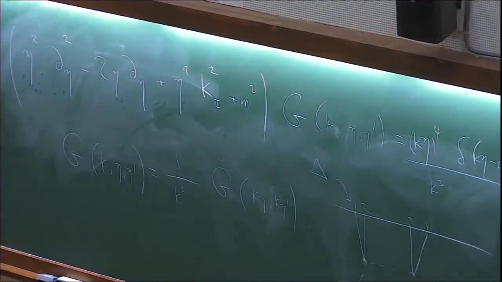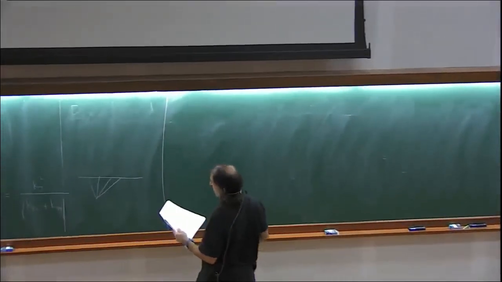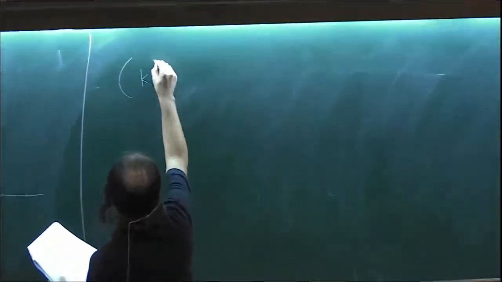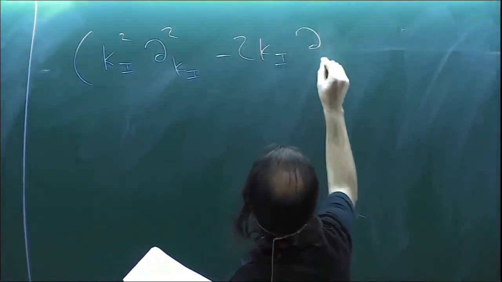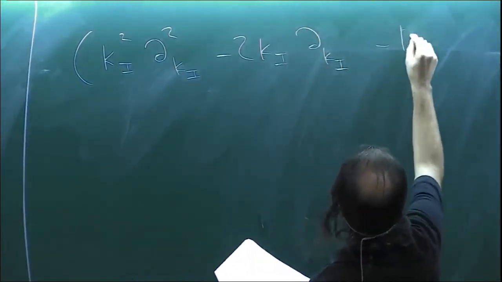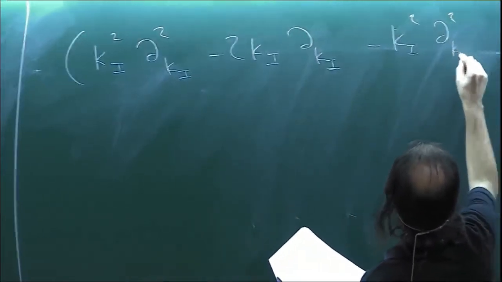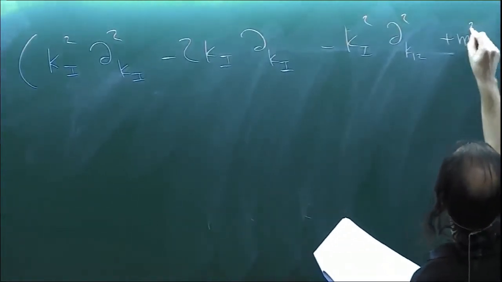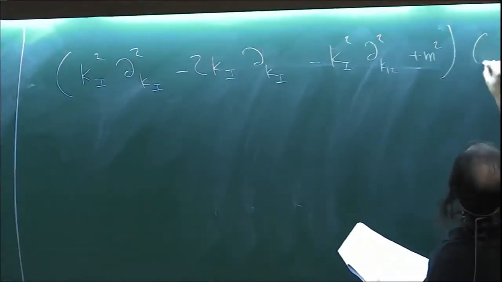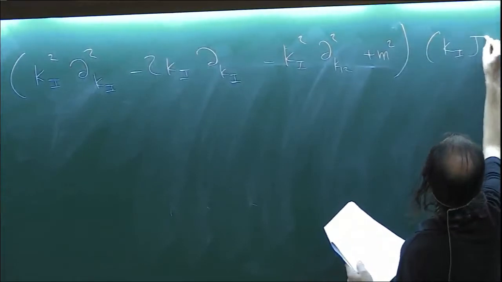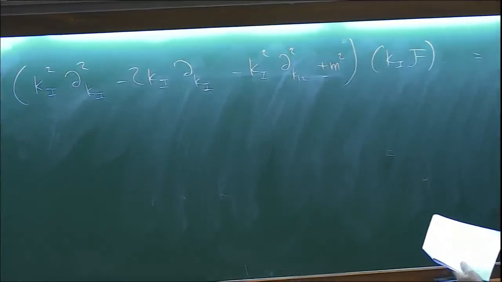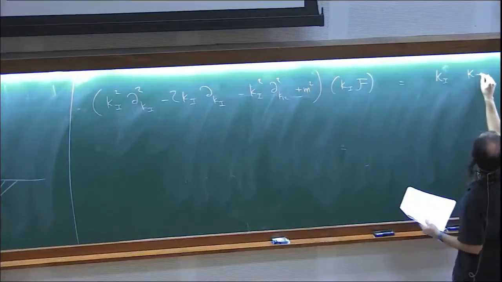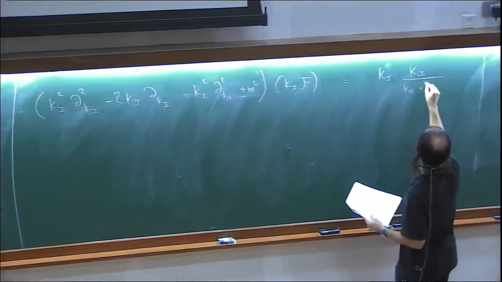All right, so let's summarize. So in summary, we have this differential equation: K intermediate squared, d squared dK intermediate squared, minus 2 K intermediate, d dK intermediate, minus K intermediate squared, d squared dK12 squared, plus m squared, on K, this curly F, is equal to K intermediate squared. Let me write it as K intermediate times K intermediate over K12 plus K34.